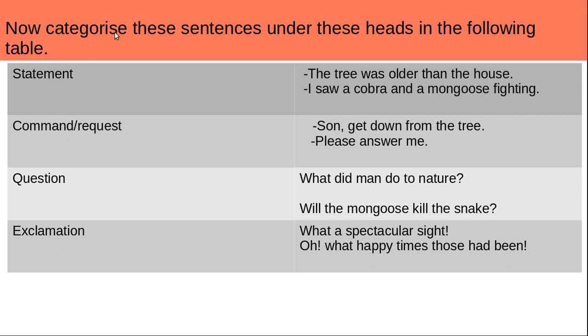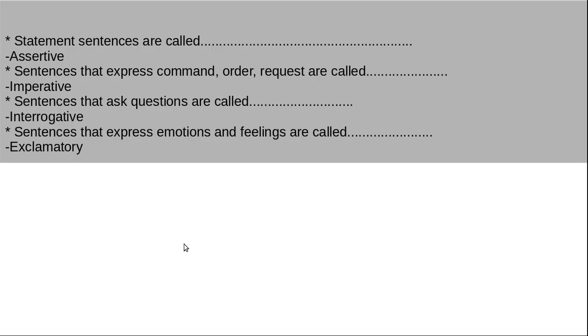Okay. Now categorize the sentences under these heads in the following table. You can do that. Statements we have discussed, command or request we have discussed, and here question we have discussed, and exclamation. You can do it yourself, but it is quite simple. That's why I showed you without giving you time. But you can do it after pausing, right?